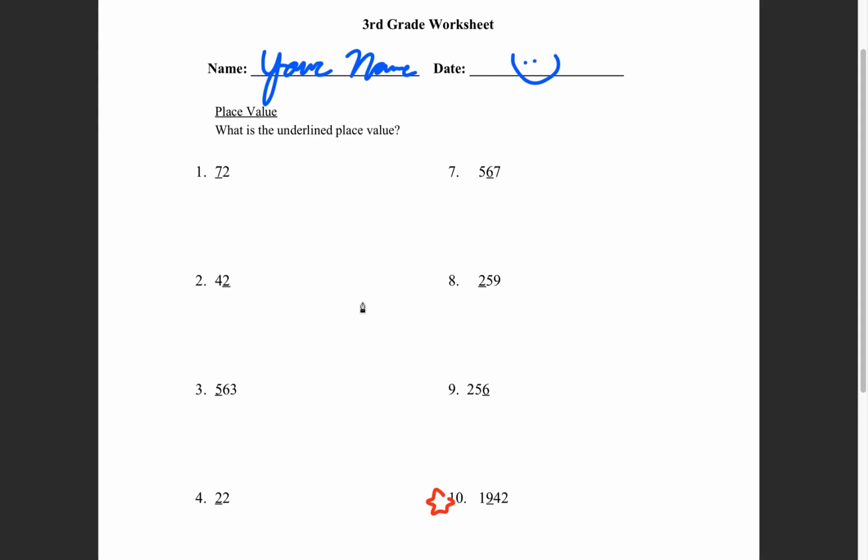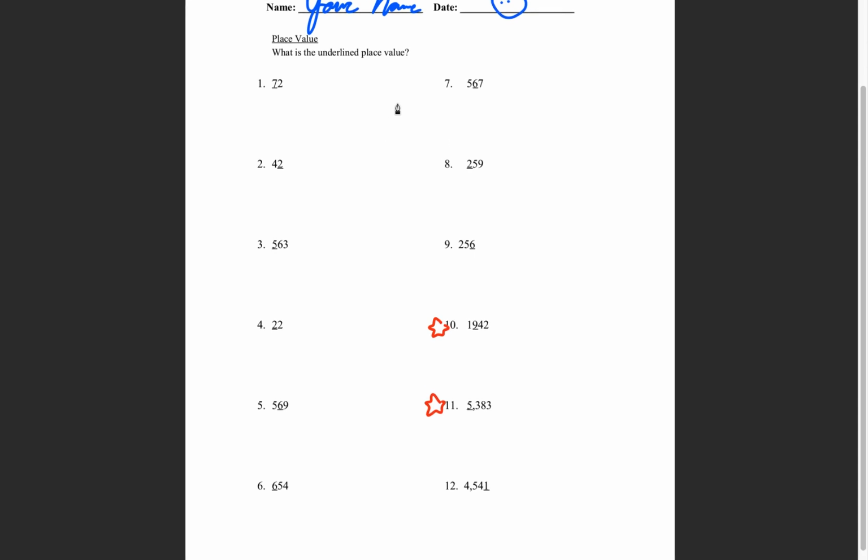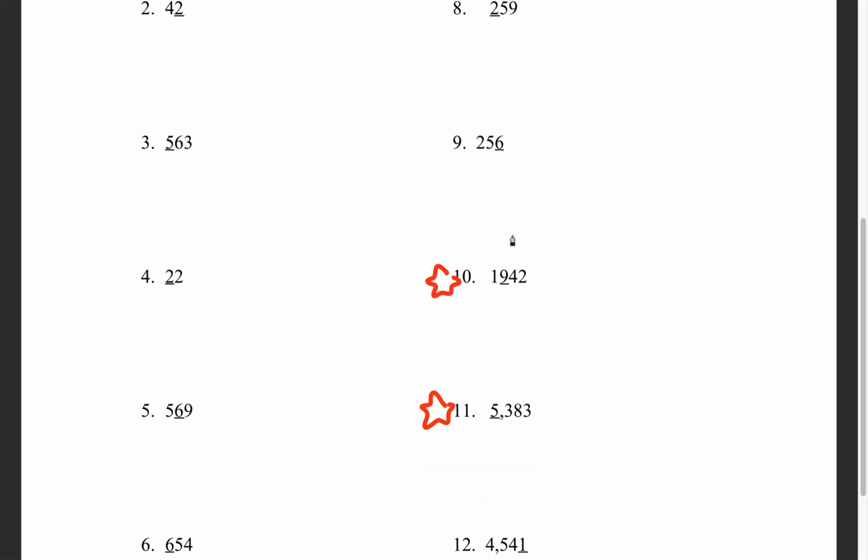We're going to start off with place values first. I'm going to only give a few examples, and then you can do the rest on your own. So let's start. For number 10, it says 1942. So we're supposed to find the underlined place value.